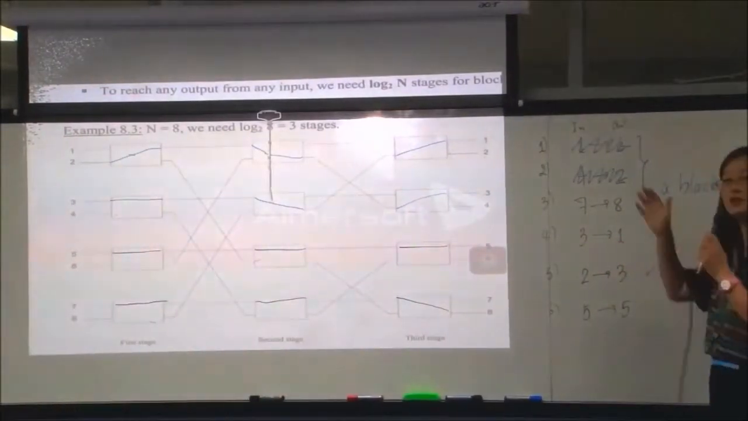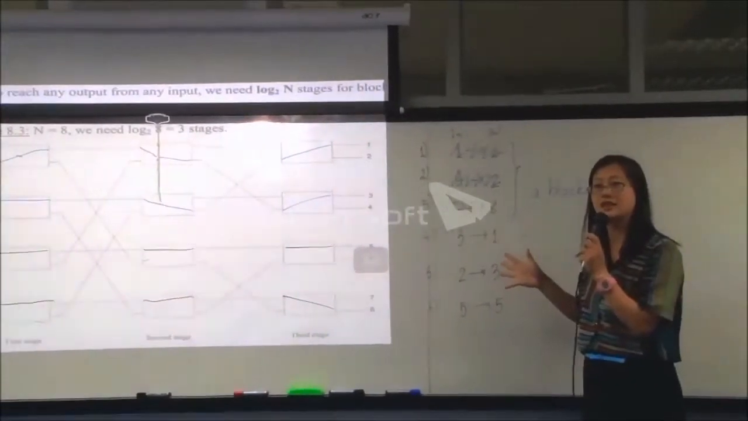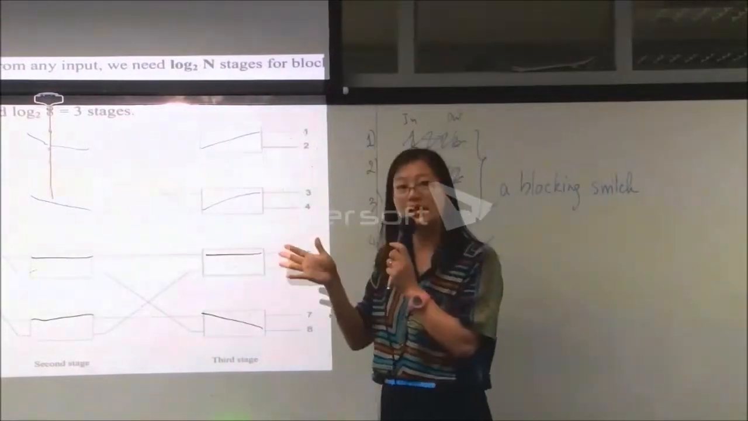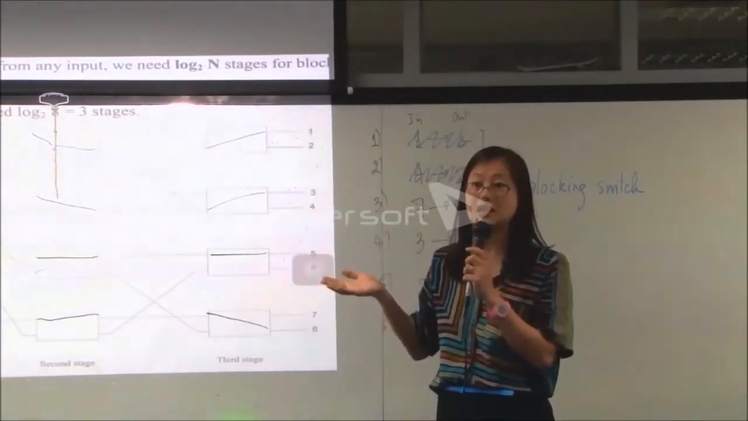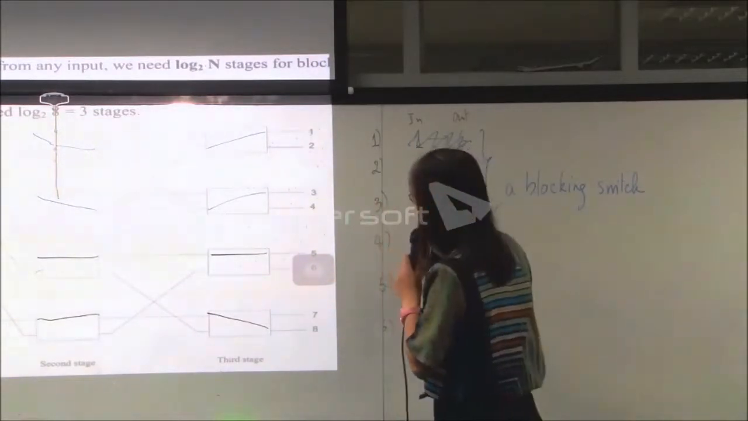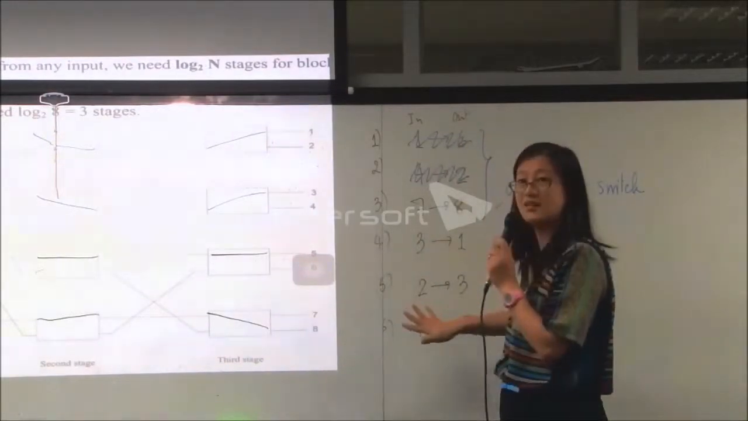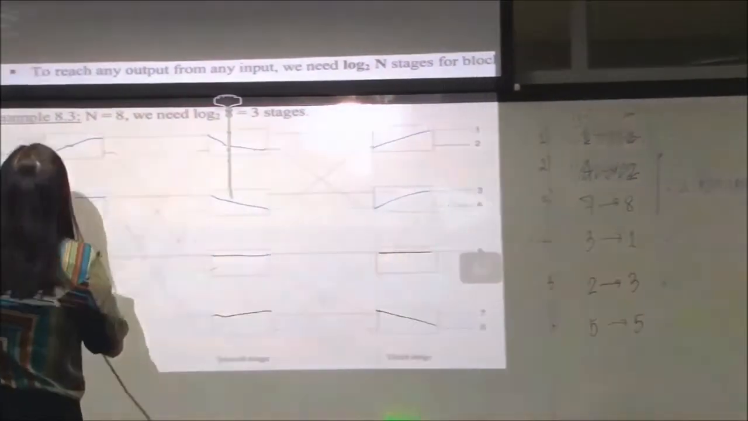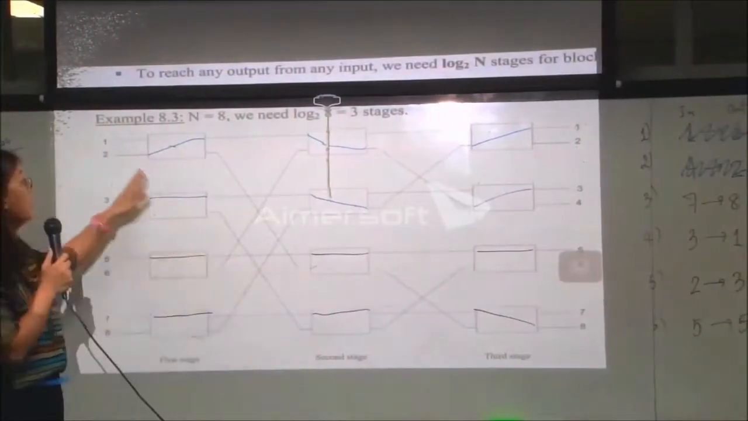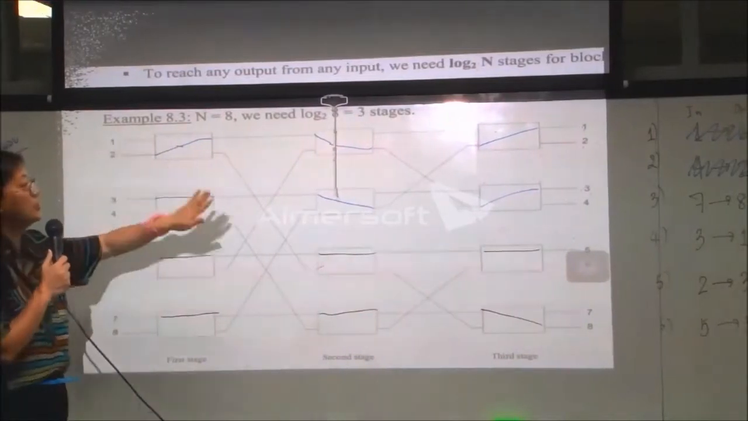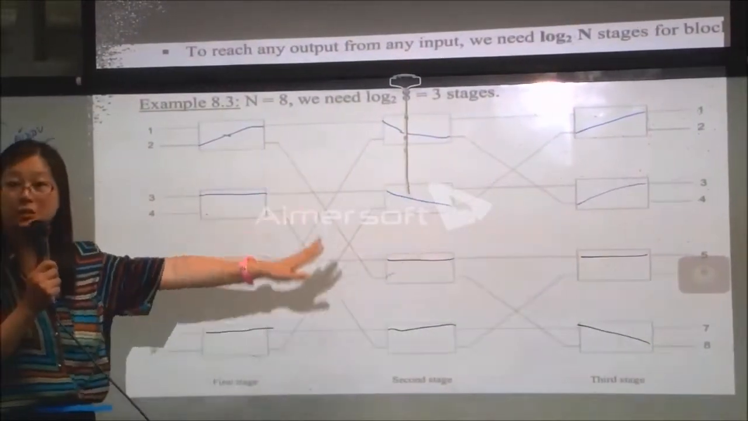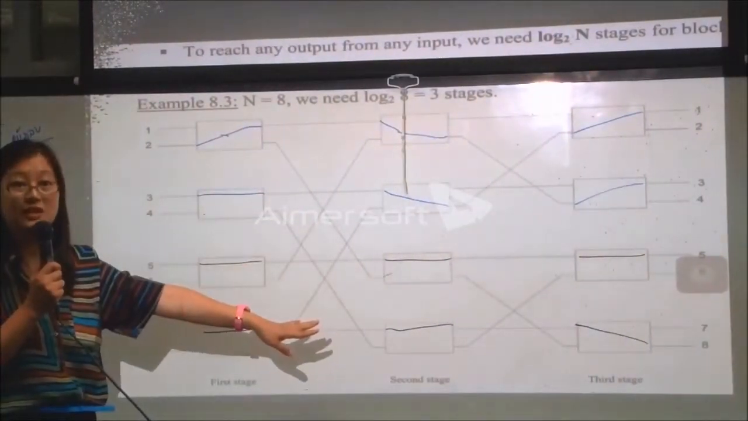Okay, now do you understand the blocking concept? Blocking means that even though your input is free and your output is free, sometimes you cannot make a connection. However, if no one else is making a connection, suppose one can be connected to two, to three, or to four, five, six, seven, eight, okay? You can choose any of the output, right? If no one else is using the switch.